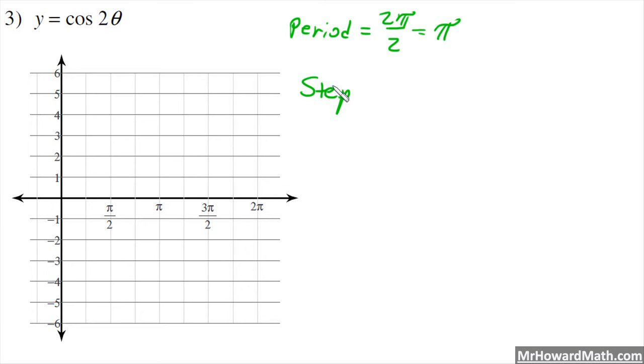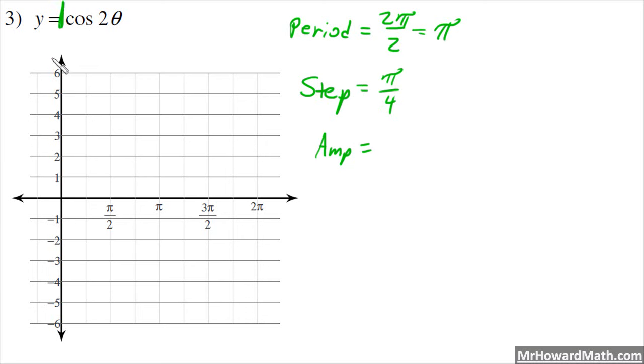Normally the step is pi over 2. So we take the period, pi, we divide it by 4. That's how we get the step. So period of pi divided by 4 means the step is pi over 4. Then we need the amplitude. The amplitude is going to be easy here because it's not changing.